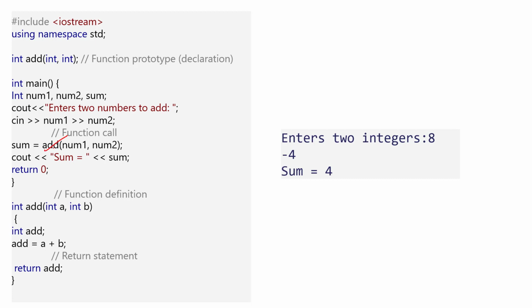When this is executed, from the main function the control will jump to the sub function. So this will be performed as I told before: add is equal to a plus b, return add. The value will come to sum, because sum is equal to add(number1, number2). So the user input values are 8 and minus 4, which on addition will result in the value of 4. It's a simple problem.